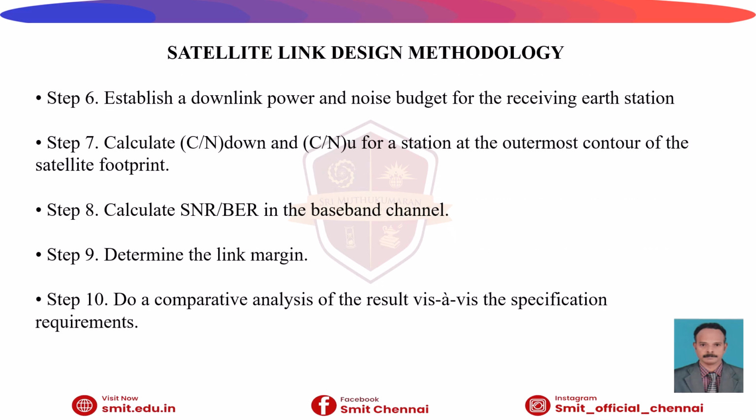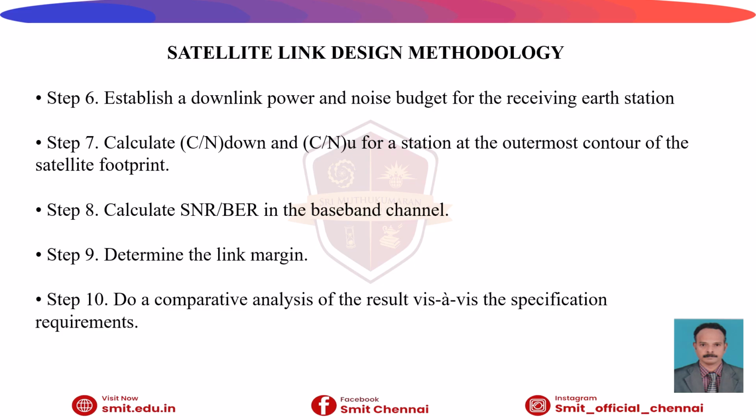In step 6, we are going to establish the downlink power and noise budget for the receiving earth station. These are very important, based on the satellite EIRP, the free space loss, the atmospheric loss, the rain attenuation, the earth station antenna gain, and the receiver gain also.